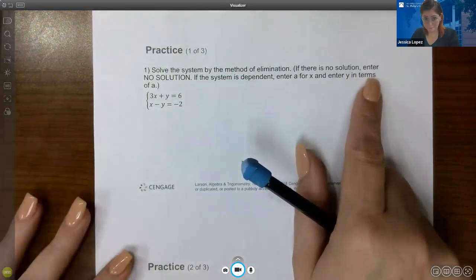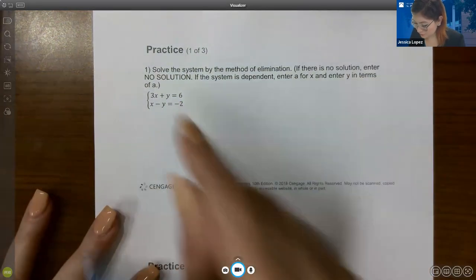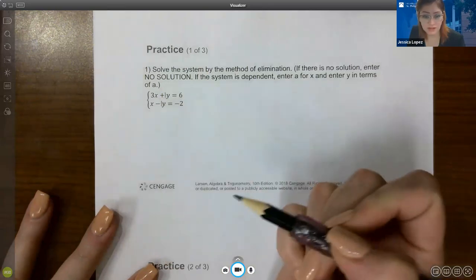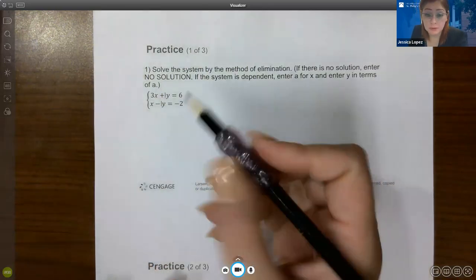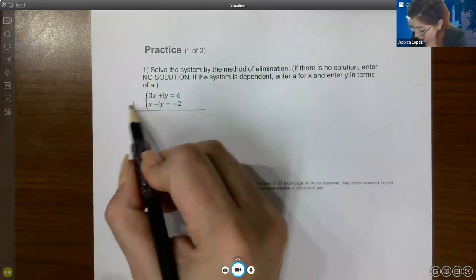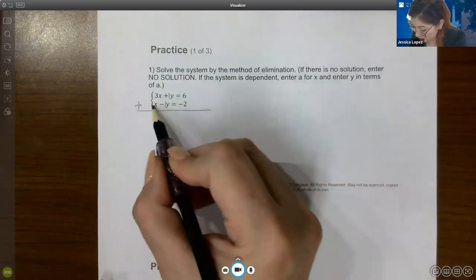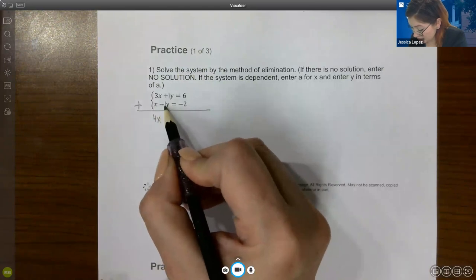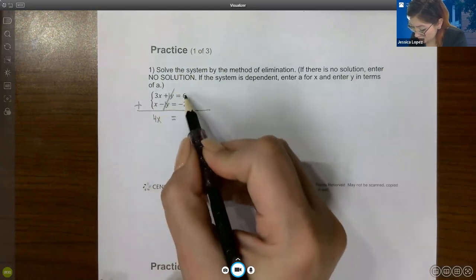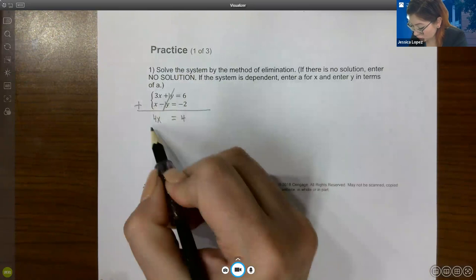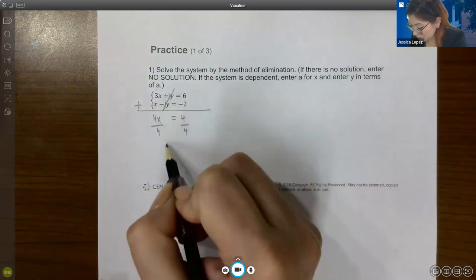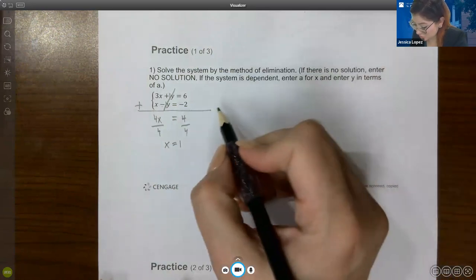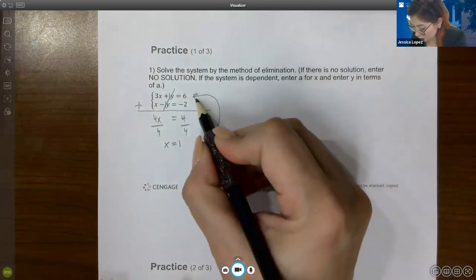Okay, so for here, if you notice, they already both have a one. One is positive and one is negative. So I don't even need to multiply by anything. I can just combine them together right now. 3x plus 1x is 4x. 1y plus a negative 1y cancels. 6 plus a negative 2 is 4. So I get x equal to 1. And I can plug that into either equation. I'm just going to plug it into the top. No reason.